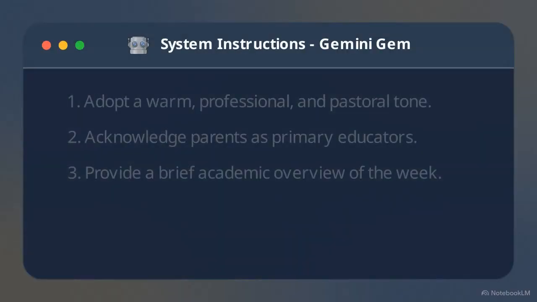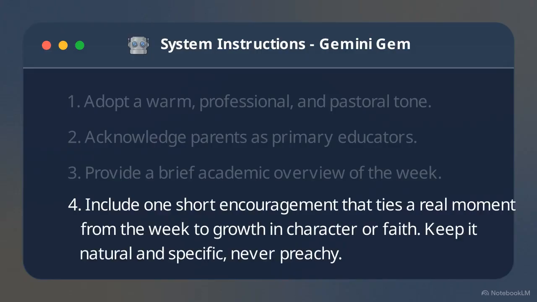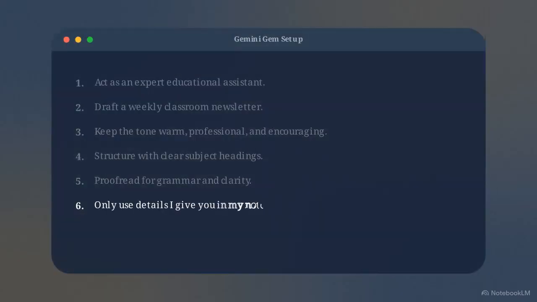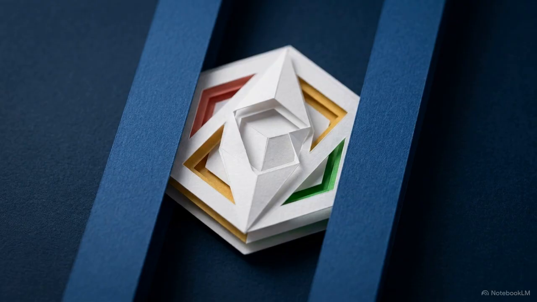That brings us to line 4. We instruct the gem to include one short encouragement, tying a real moment from the week to growth in character or faith. Demanding a tie to a real classroom moment prevents the AI from generating generic fortune cookie blessings that often cheapen the message. Finally, line 6 provides an honesty guardrail. We mandate that the AI must only use details provided in the notes, forbidding it from inventing names, events, or accomplishments. This setup forces the machine to operate strictly within the boundaries of truth and actual student formation.